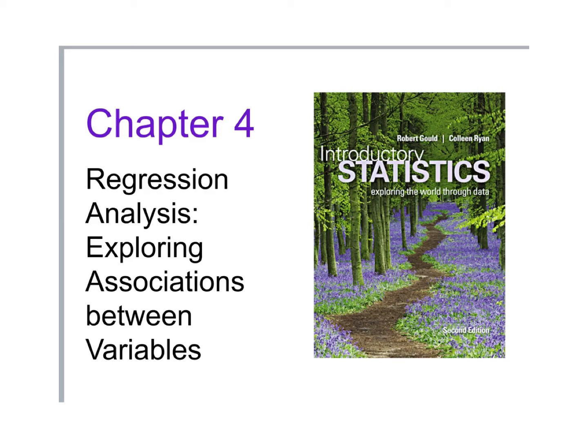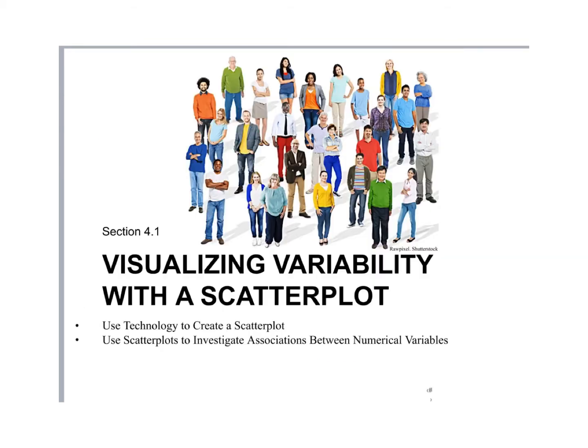This video is the start of Chapter 4, Regression Analysis, exploring associations between variables. This video is going to cover sections 4.1 through 4.2, and in section 4.1, we're going to visualize variability with a scatter plot. I'm going to show you how to create a scatter plot with Google Sheets, and then we're going to investigate the associations between the variables.